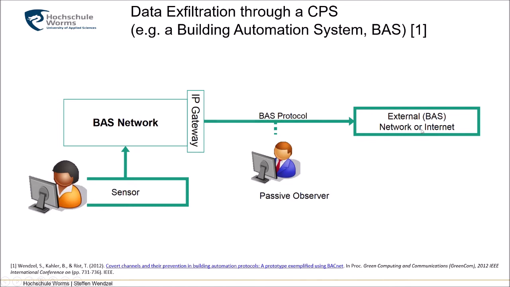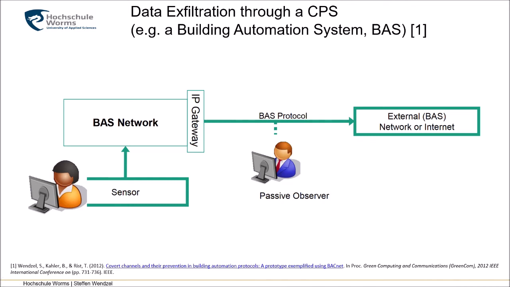This is a typical scenario because let's assume it's a smart building or building automation system. This is location 1 of the company and this is location 2 of the company. You can control buildings remotely using building automation protocols that are carried over, for instance, UDP or TCP, and a passive observer can then read data that is exfiltrated in unused fields of these protocols.